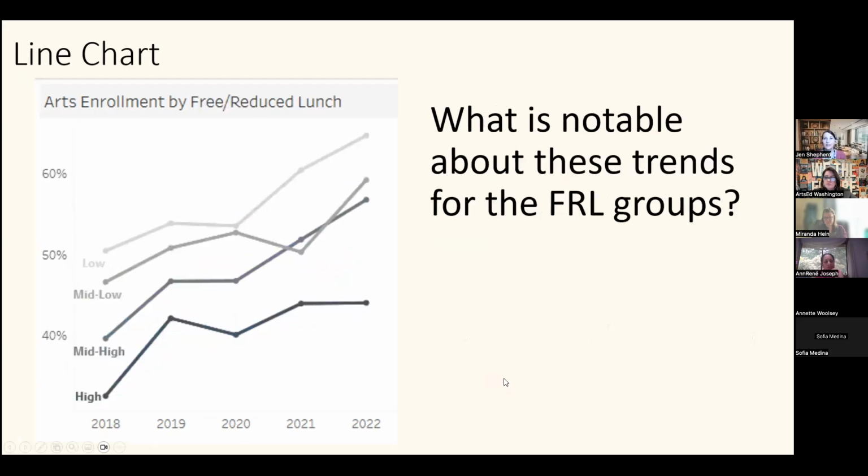Jen, would another option be if the school itself had removed one or more of its arts offerings?